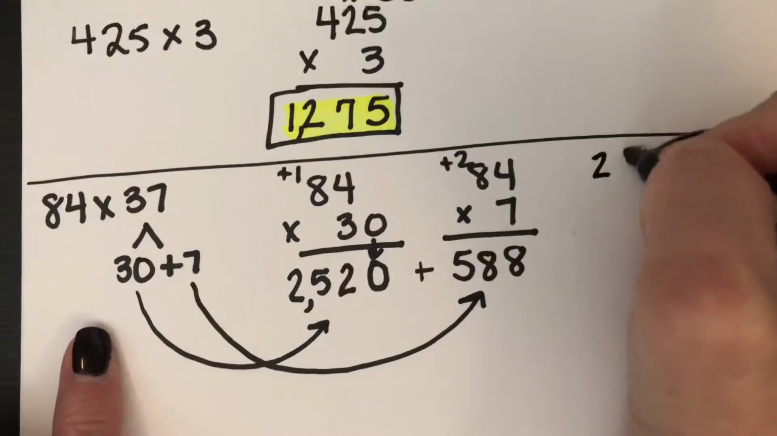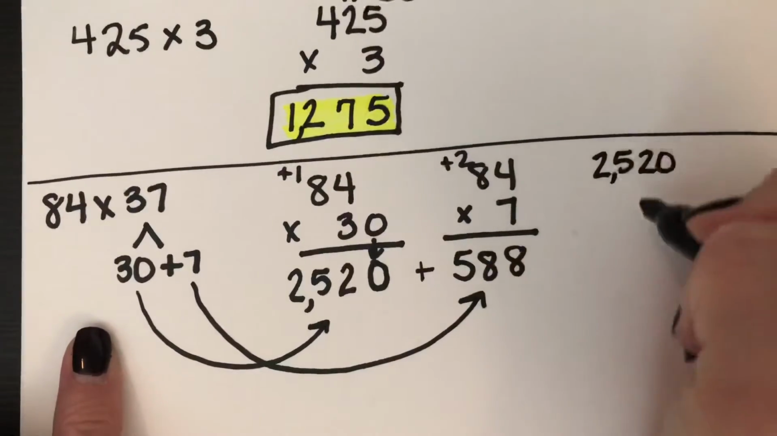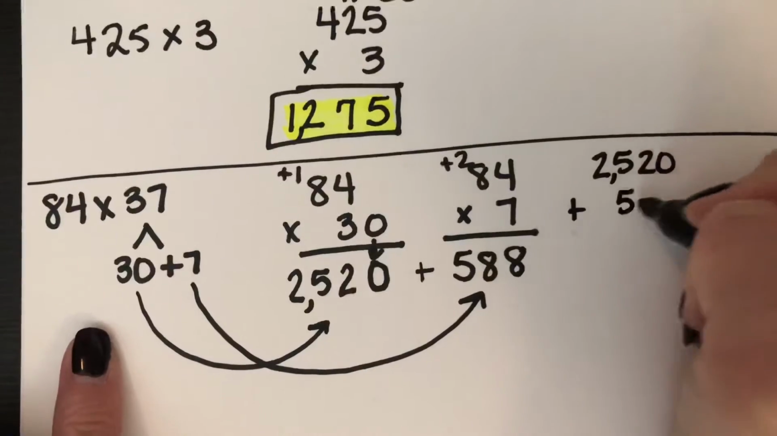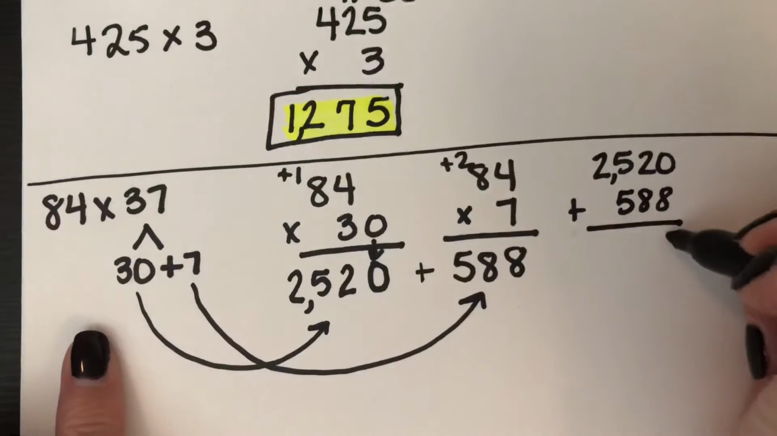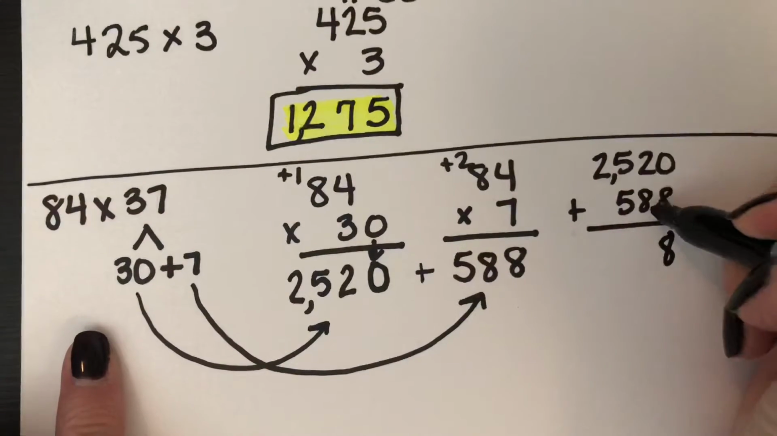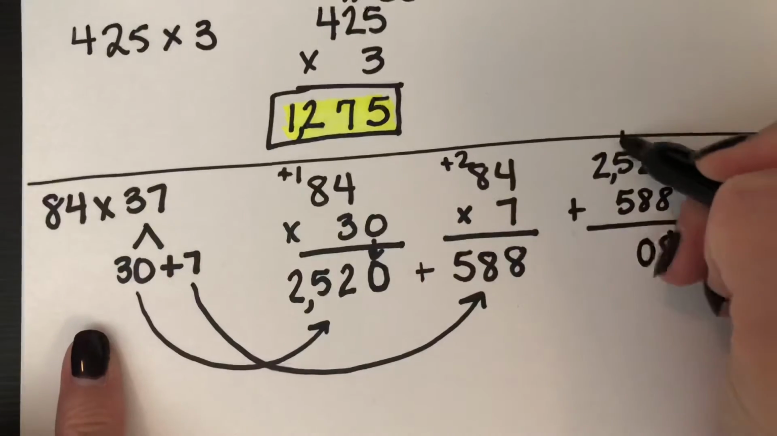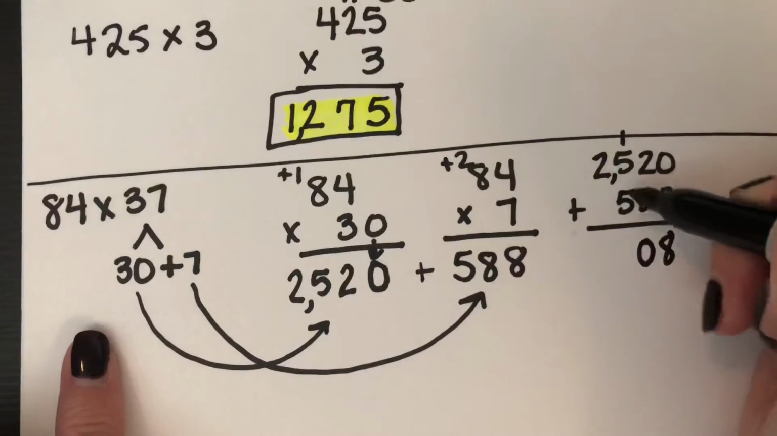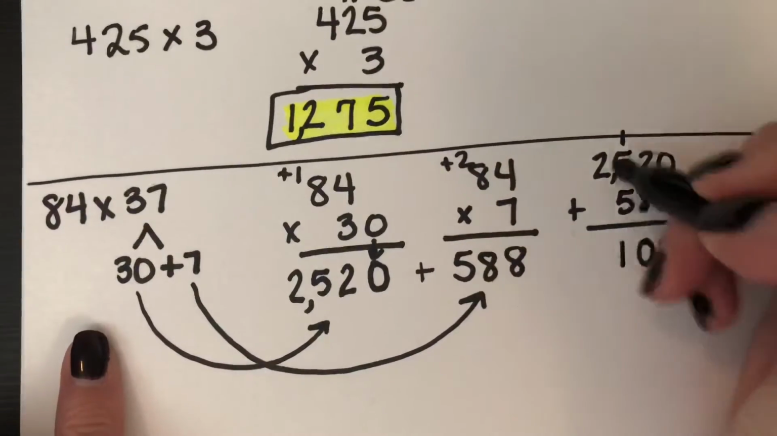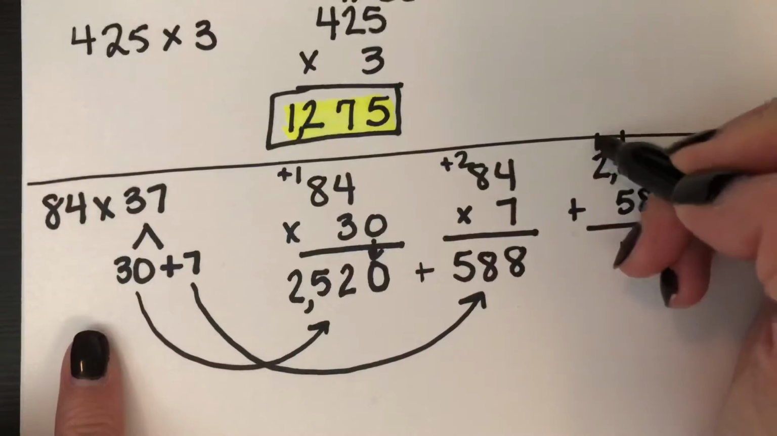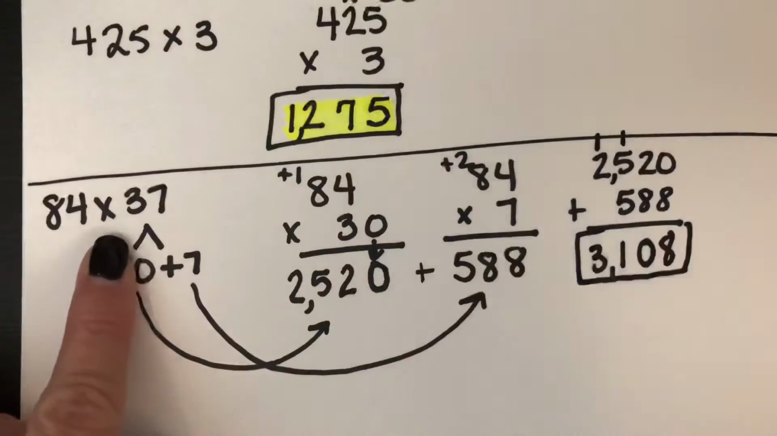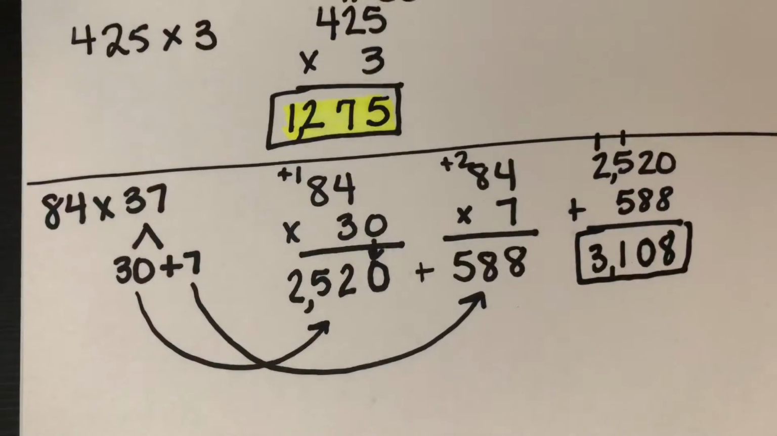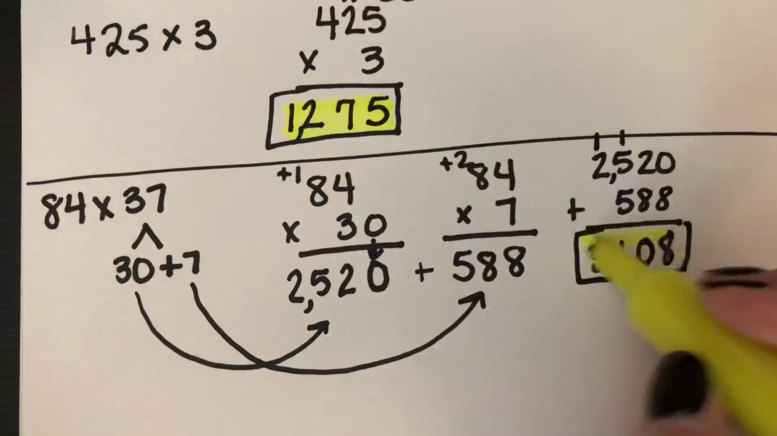So I have 2,520 plus 588. And then you add them back together. We're putting them back together. 0 plus 8 is 8. 2 plus 8 is 10. So I put a 0 there, carry my 1. 5 plus 5 is 10, plus 1 is 11, carry my 1. And 2 plus 1 is 3. So my answer of 84 times 37 is 3,108.